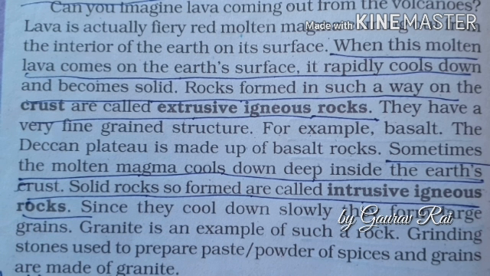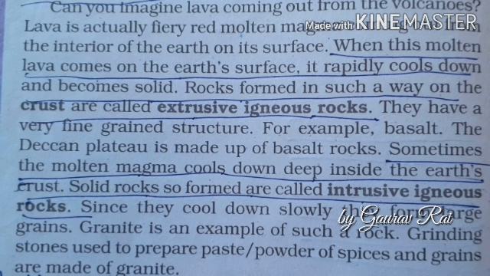Extrusive means the rocks which are made on the surface of the Earth. They have a very fine grained structure. For example, basalt. The Deccan Plateau is made up of basalt rock. Basalt rock, the Deccan Plateau in South India, is the example of extrusive igneous rocks.